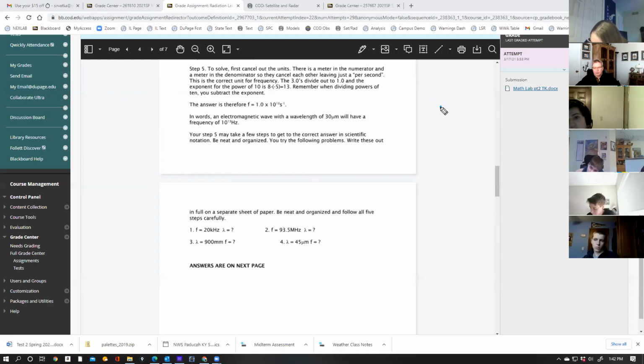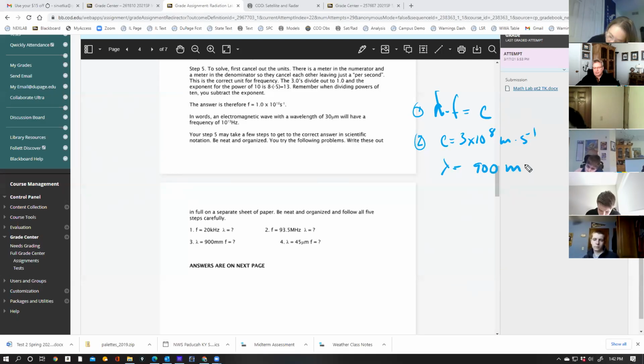And I'm going to go, okay, write down the equation, lambda times f equals c. That's one. Write down what I know in scientific notation. I know that c is equal to 3 times 10 to the 8th meters per second. And I know that wavelength is 900 millimeters. But I know that 900 is 9.00 times 10 squared, times 10 to the minus 3 meters.